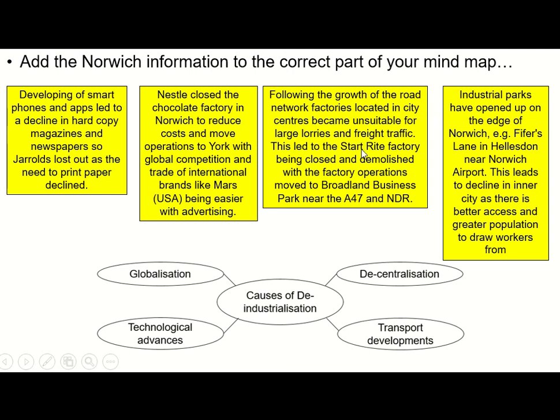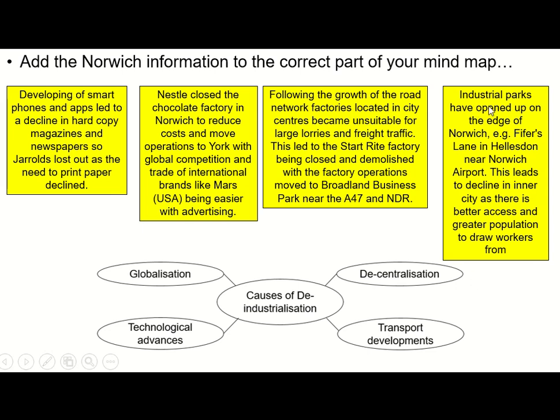But they make shoes, and they demolished their factory and then moved it to Broadland Business Park, which is near the A47 and also near the NDR. So essentially, it gave them better access to good roads, and quick access to maybe the airport if they needed to go there, for example, because it was easier to get to and from these major roads to where the products needed to be and where the goods to make the products needed to come to. So Broadland Business Park was the new home for the Startright factory for shoes, and where it used to be quite close to the city centre. So this one is transport developments.